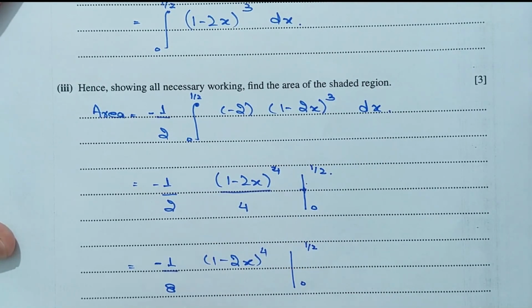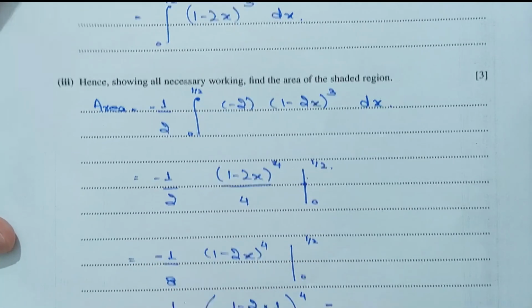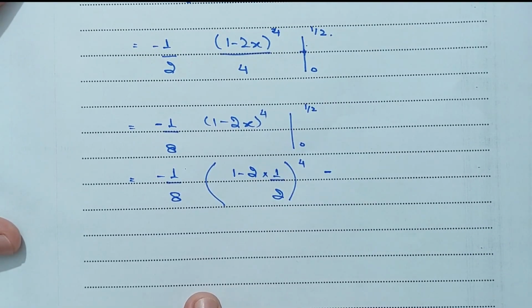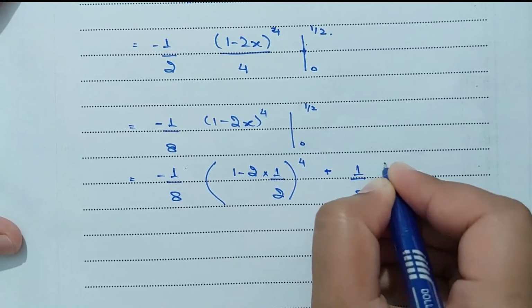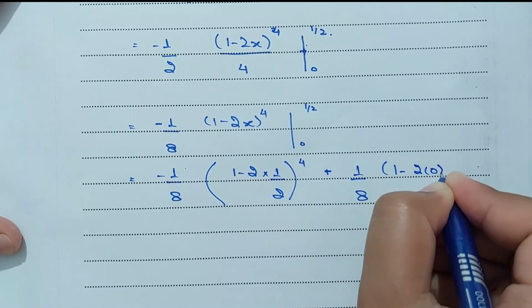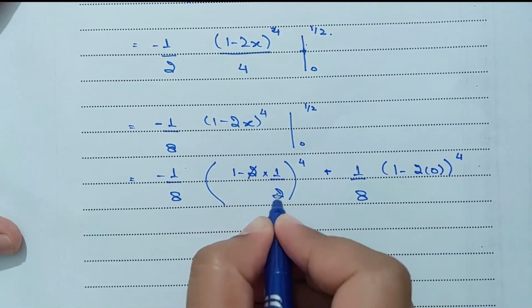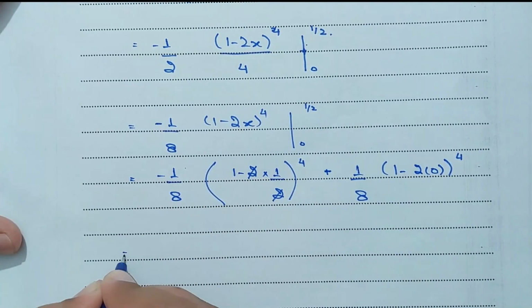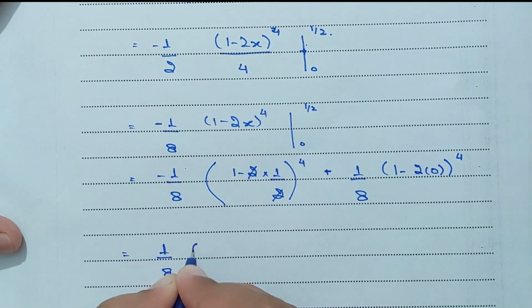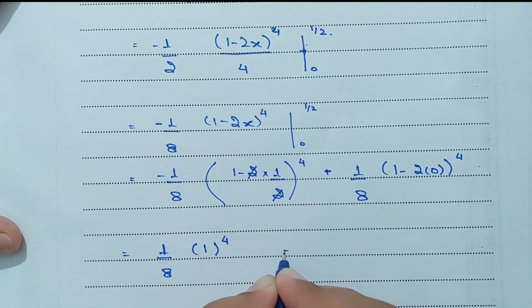Let me plug in the limits. Minus 1 by 8, (1 minus 2 into 1 by 2) to the power 4, minus the lower limit. I plug the upper limit into this function, which is 1 by 2. Now subtract the lower limit. So this subtract and this subtract would be plus 1 by 8. The lower limit is 0: (1 minus 2 into 0) to the power 4. So 2 is cancelled with 2, plus 1 and minus 1, this term goes to 0. And we are left with 1 over 8 into 1 to the power 4. So that is just 1 by 8.